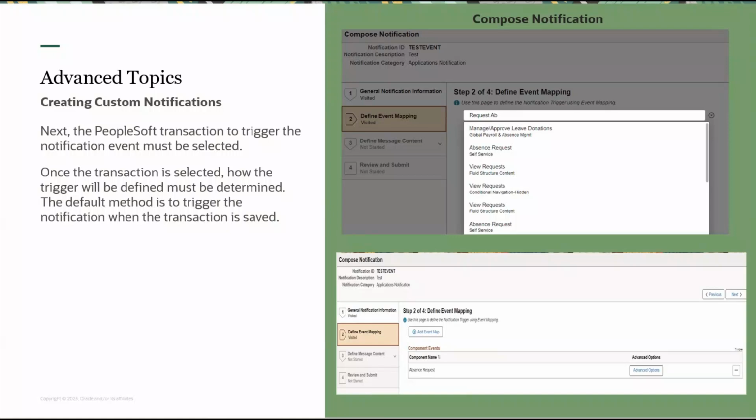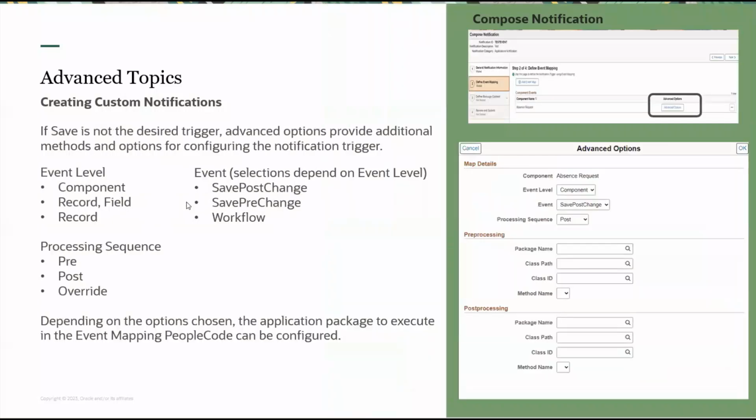Once you do that, then you have the ability to define, well, okay, this is going to happen in absence request. How do I want this triggered? And triggered means when you do something in the application, you're going to trigger a notification. That's what that actually means. So the default is that if you don't use the advanced options, it will be done when the transaction is saved. That's the default.